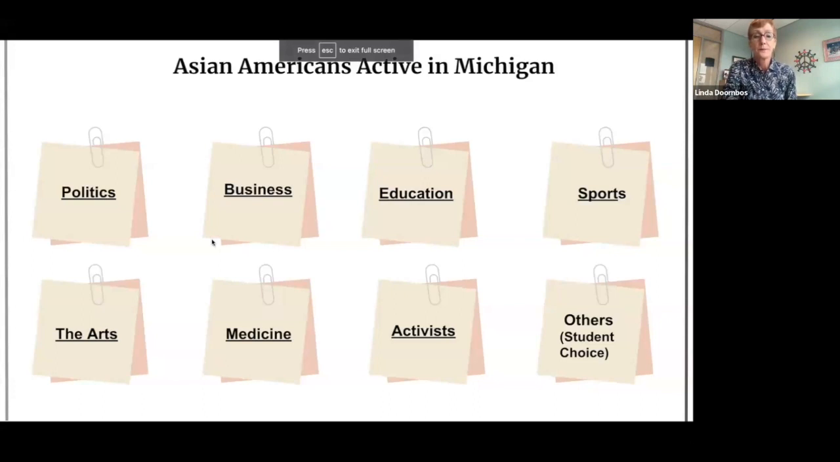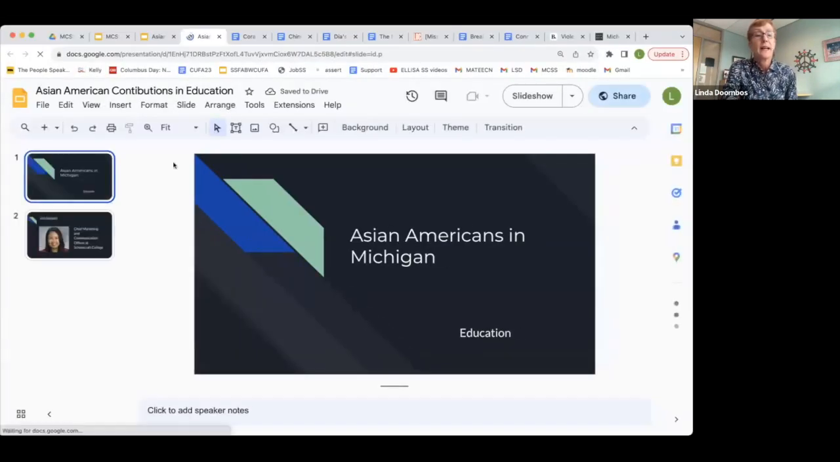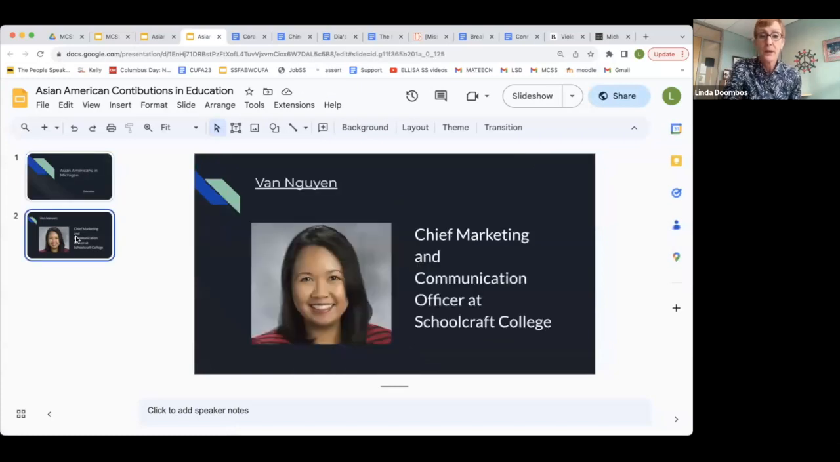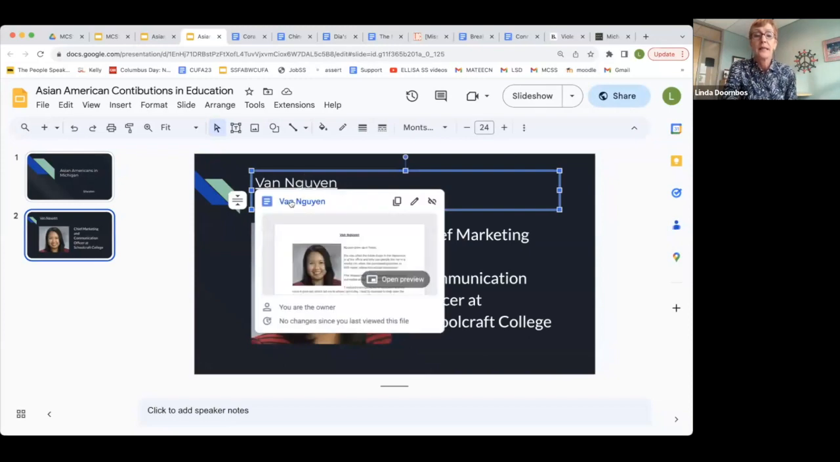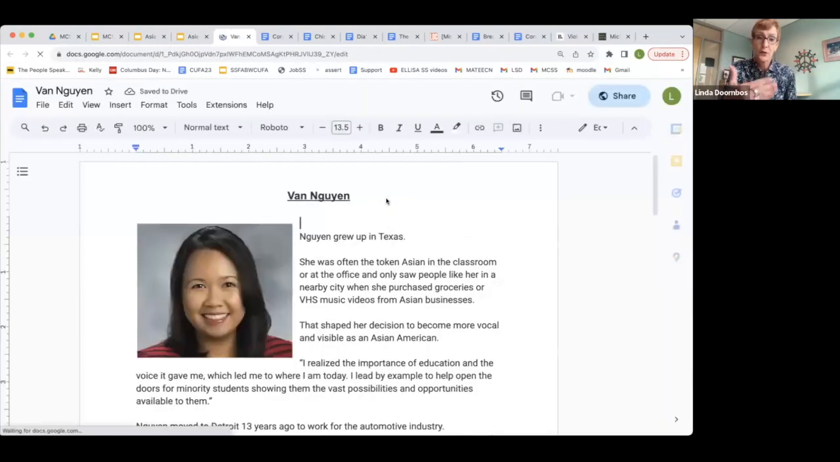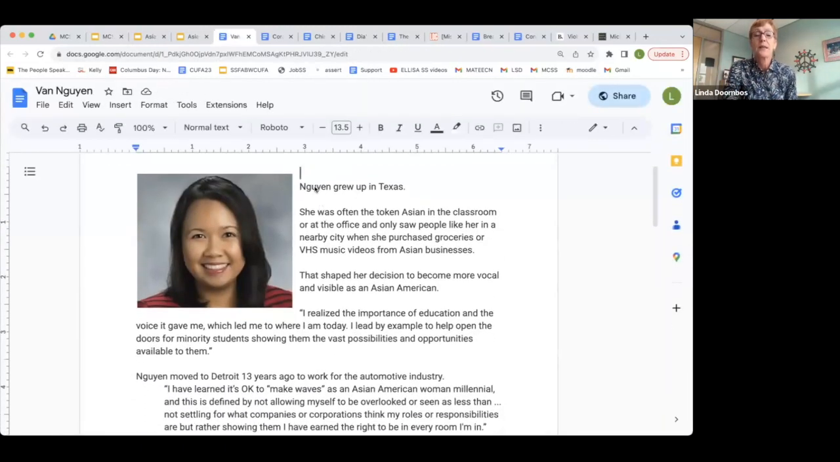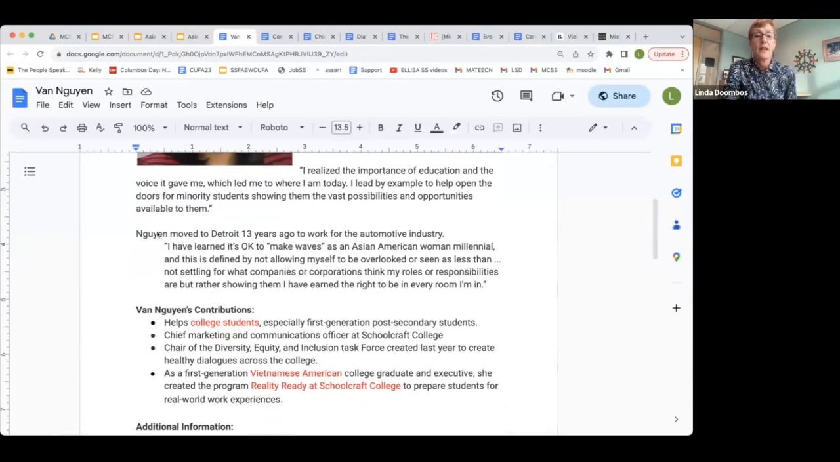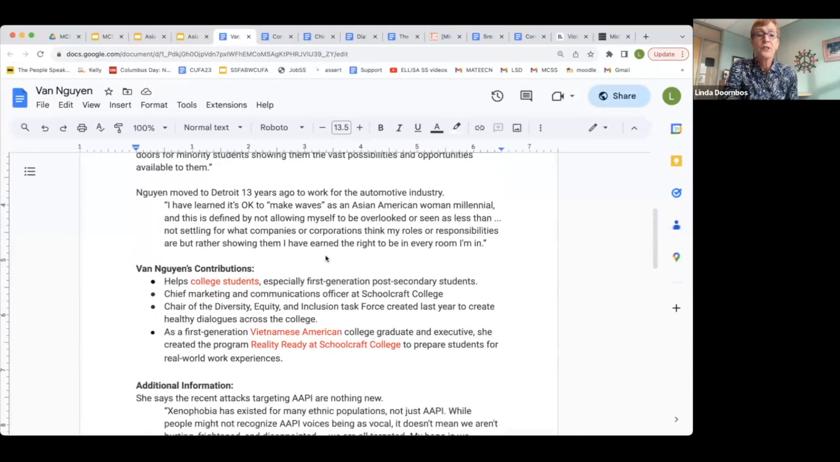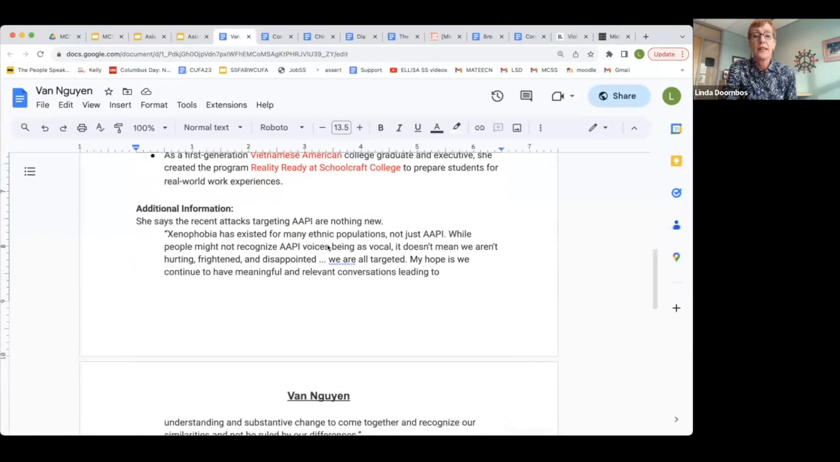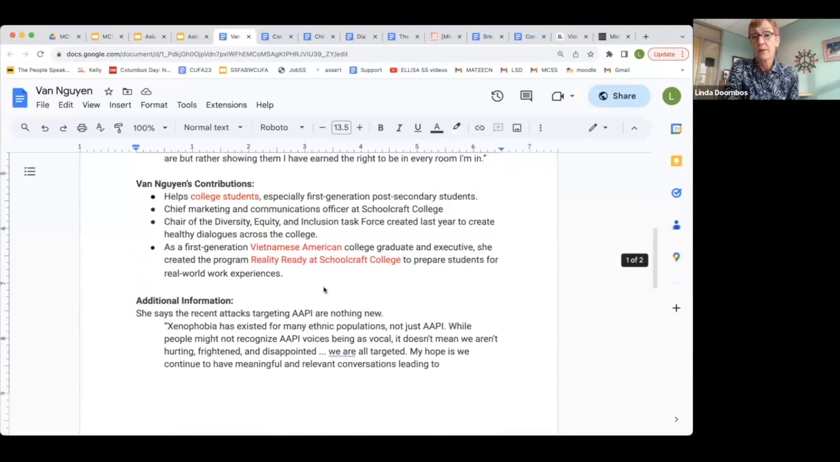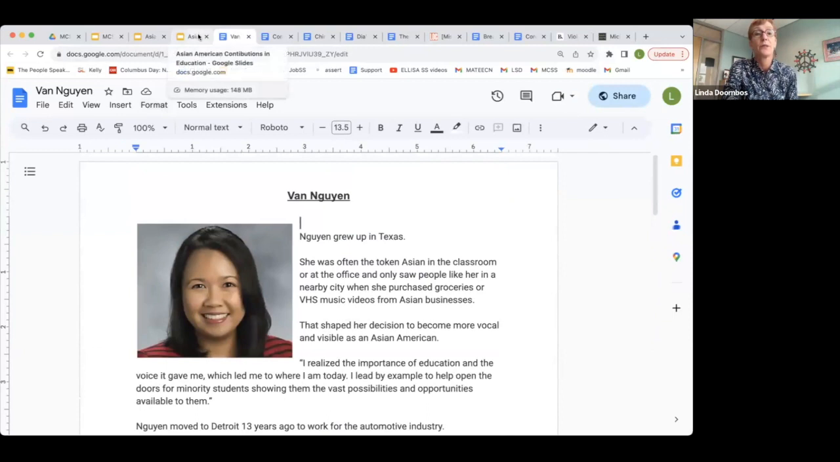And so the choice board, and I'll make this bigger here. The choice board for each of these areas, politics, business, education, and so on, what I've done is, for example, let's click on education, I show a person who's involved in education. And if you click on her name, for each of the people on the choice board, what I did was try to give some basic facts, a quote from the person, and then listing their contributions and any additional information that I have for that person.